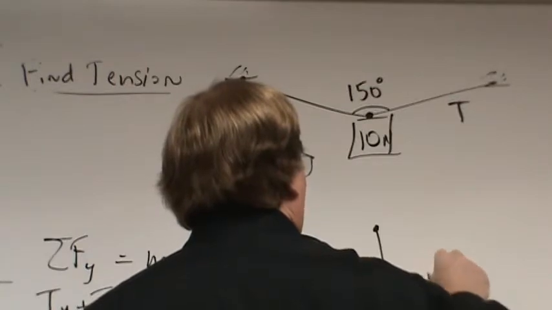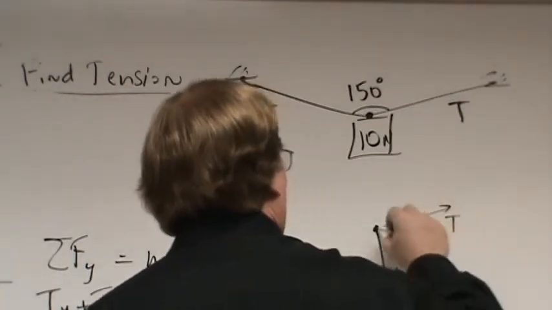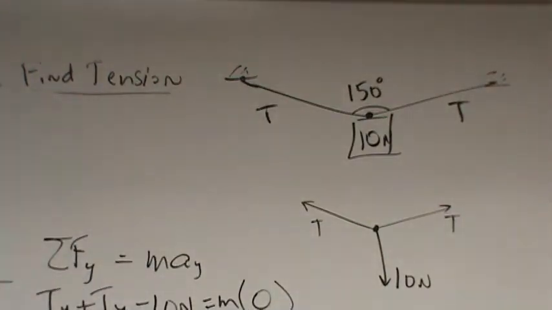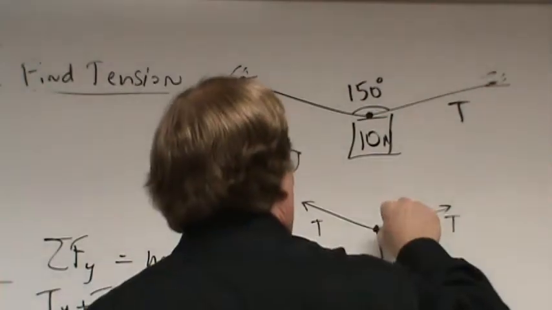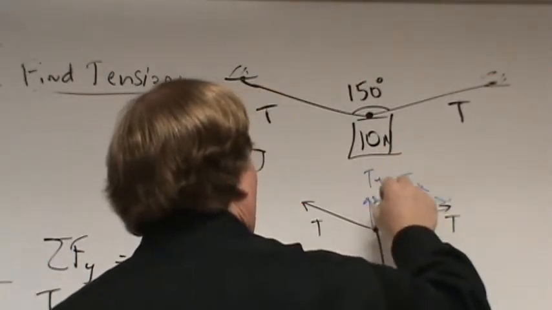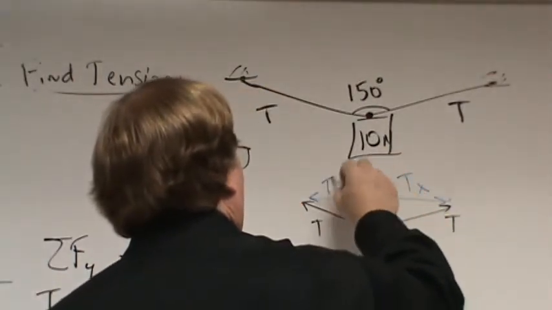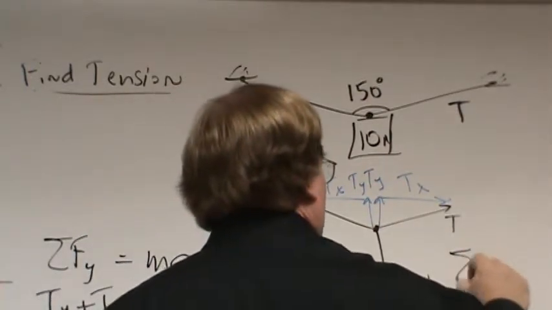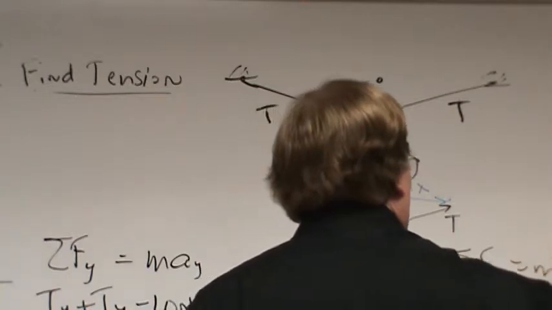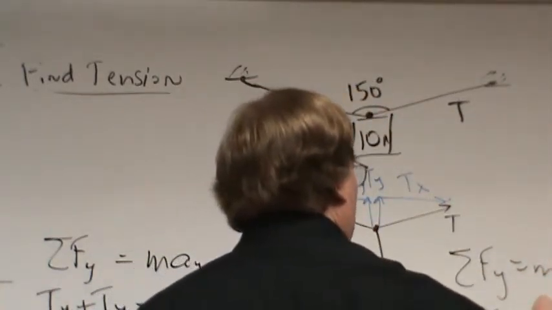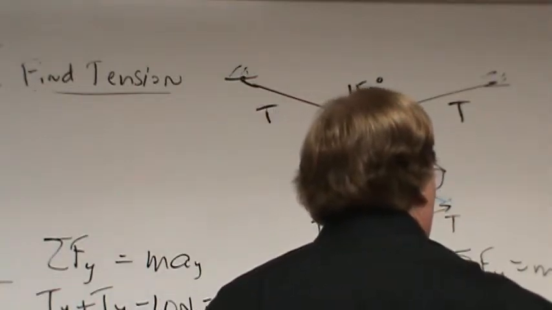Everyone I saw was doing a proper free body diagram, which makes me extremely happy. Everyone's getting their Y components and their X components. Everybody's getting the sum of the forces in the Y direction equals ma. So I got Ty plus Ty minus 10 equals 0.